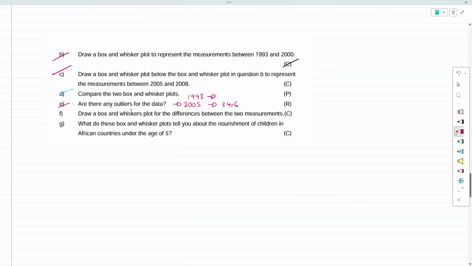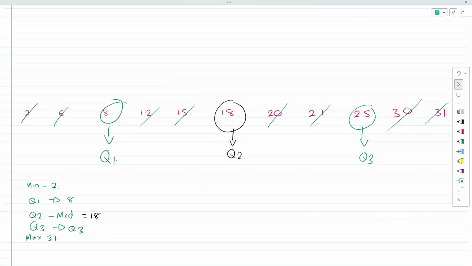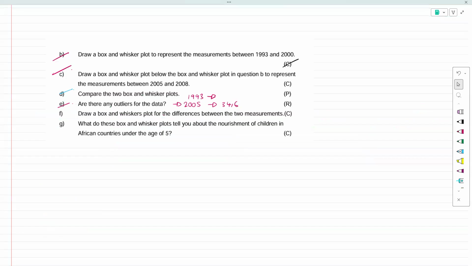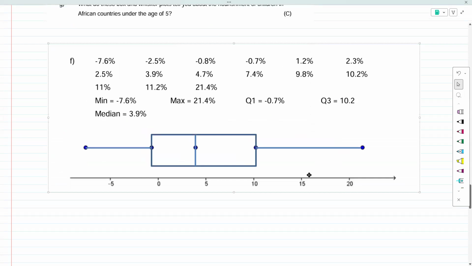Draw a box and whisker diagram for the differences of the two. Again, this one is quite simple. We would use this column to draw a box and whisker diagram, and we would start to work on it. But I think that's just going to waste your time, and we're going to end this video after the next question. So the box and whisker diagram that's here would be this part here. Okay, this is for the differences. We can see that it's starting at a negative number and it's ending at 21.4.